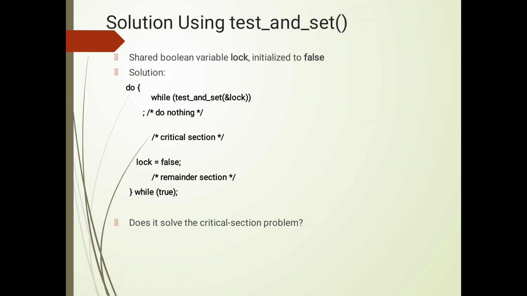The solution using test-and-set uses a shared boolean variable lock initialized to false. The solution is: while test_and_set(&lock) is true, keep waiting; then the critical section; then lock is set equal to false. Then the remainder section.